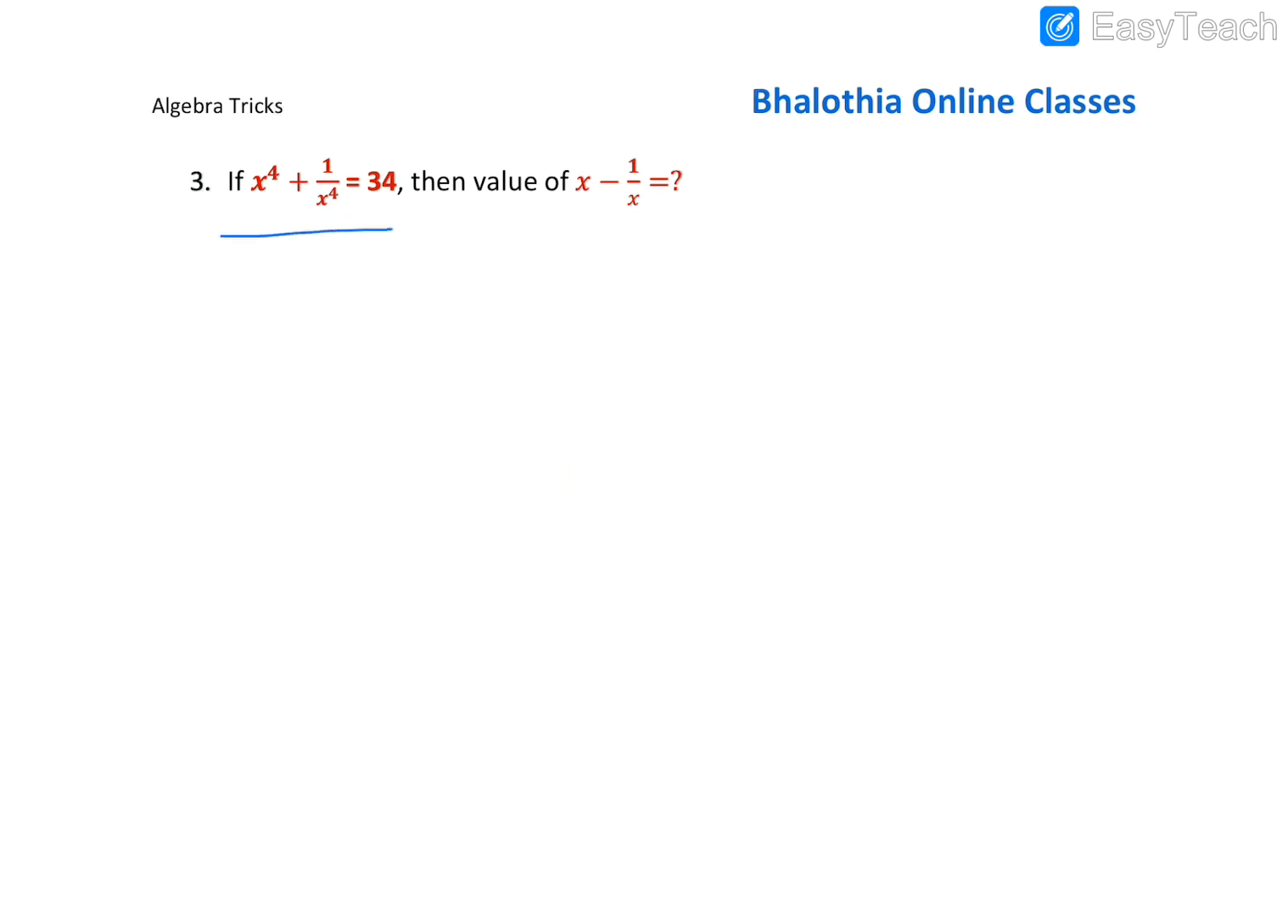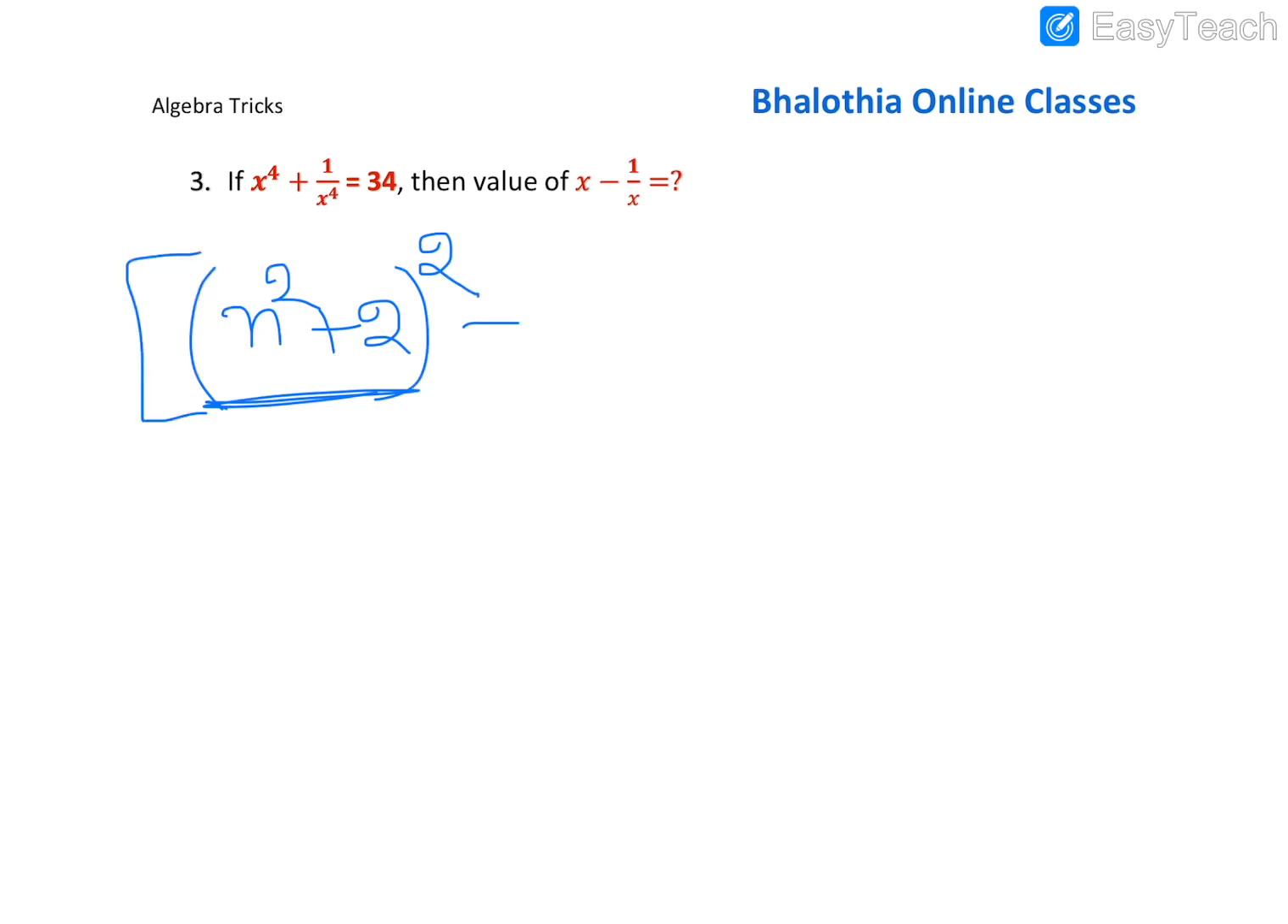Here x raised to the power 4 plus 1 upon x raised to the power 4 is given, and x minus 1 upon x is asked. Okay, so how we will? Again, minus is given, minus is asked, right? So we know the formula for minus, what it will be. So what was the formula for square? n square plus 2, because minus is given. This was the formula for square. And in case of 4, what we will do? We will do the square of this one, and then we'll reduce 2, or minus 2, and equal to given 34.